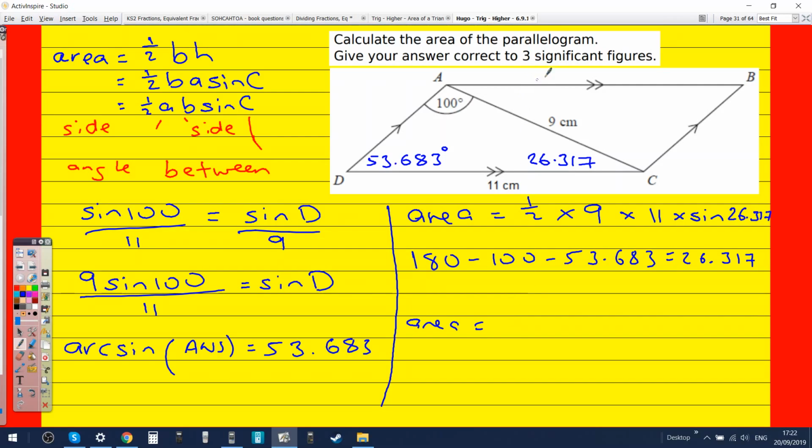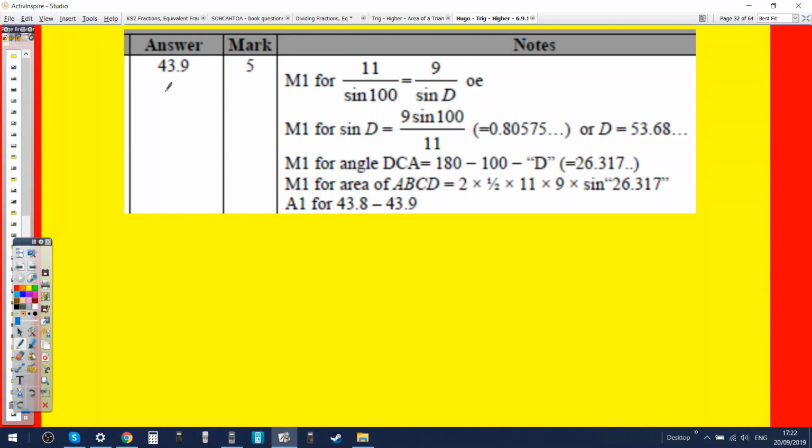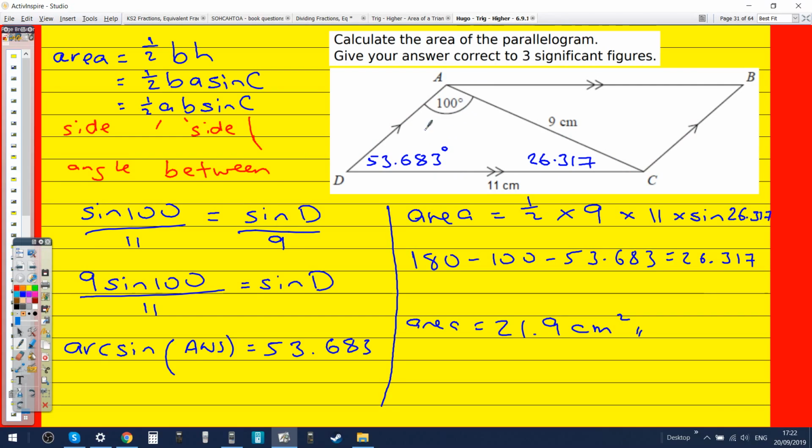And so to 3 sig fig. 21.9 centimeters squared. Let's take a look. Oh, hang on. It's a parallelogram. We found the area of one triangle. And so how would we get the area of the parallelogram?